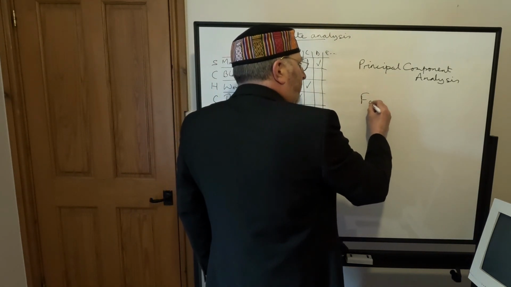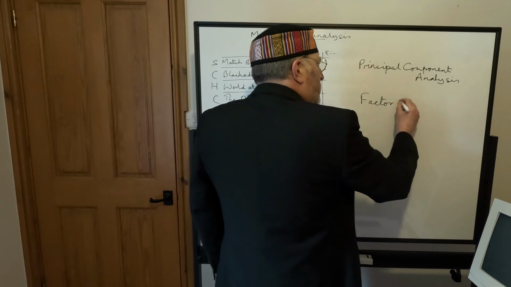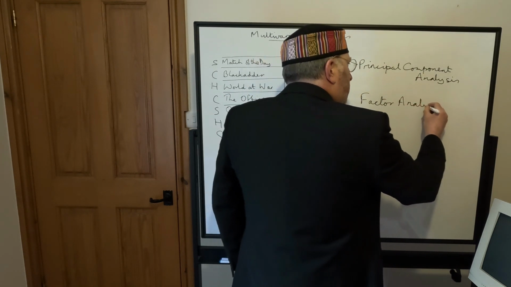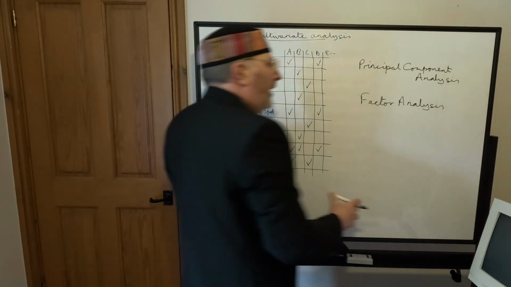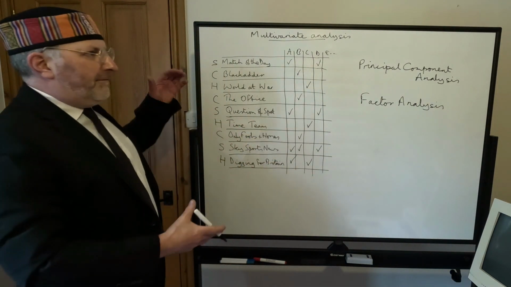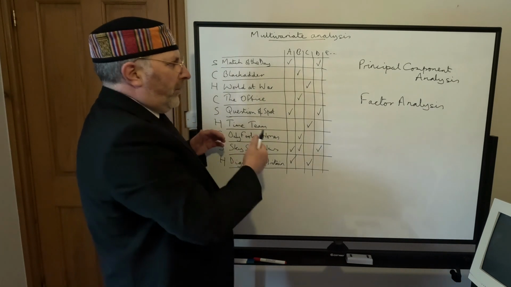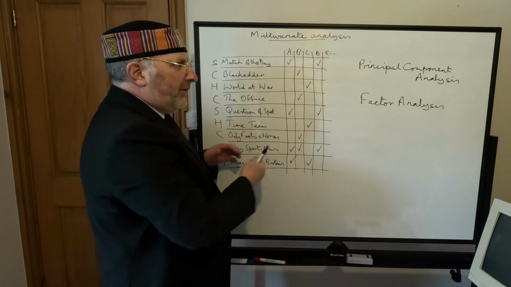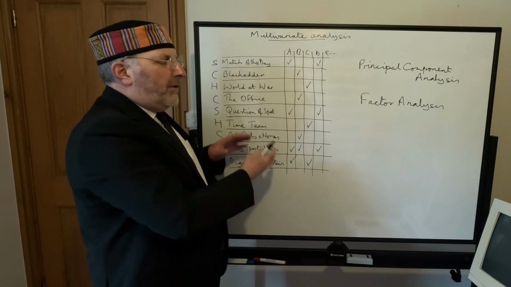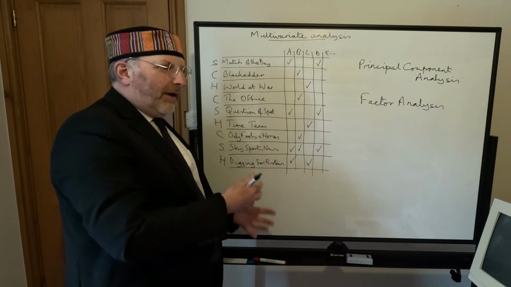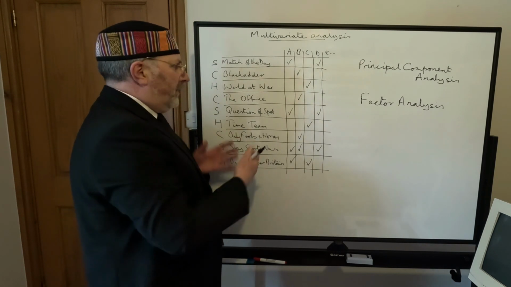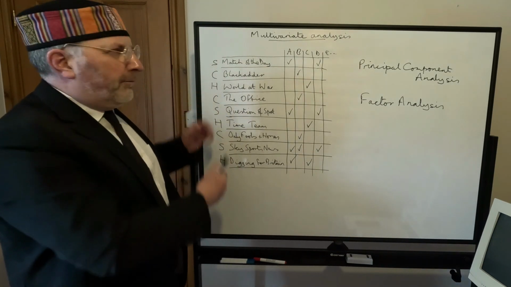And then the other one is factor analysis, which is where we do have an idea as to what those underlying factors might be. And also we're assuming that there is some logical connection between the things that vary together, that there is something tangible lying underneath it, like the fact that they're all sports programs.